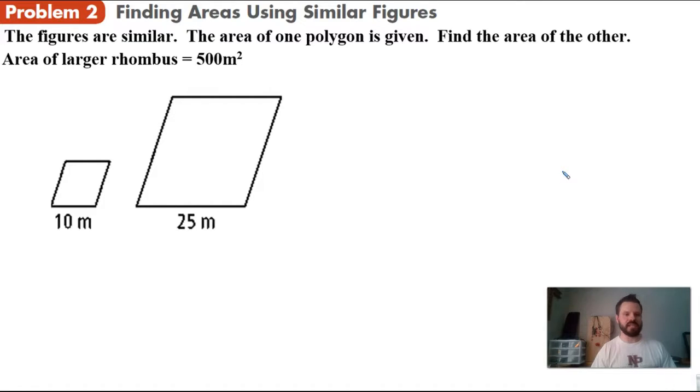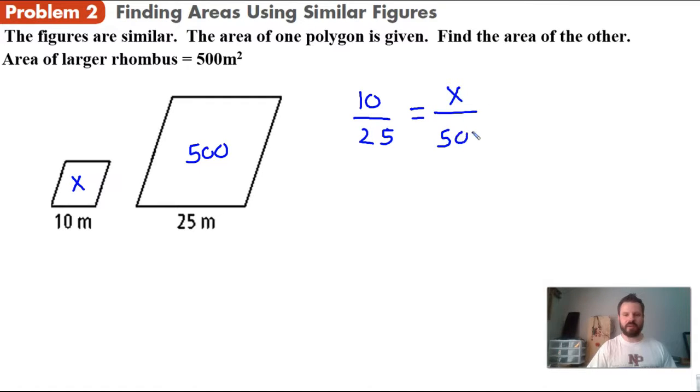Okay, problem 2 says the figures are similar. The area of one polygon is given. Find the area of the other. So I know the larger rhombus has an area of 500 meters squared. I don't know what the area of the smaller is. We'll call that x here. Okay, when I'm dealing with similar figures, I want to use proportions. So what I could do is set up that 10 over 25 for the lengths is equal to x over 500.